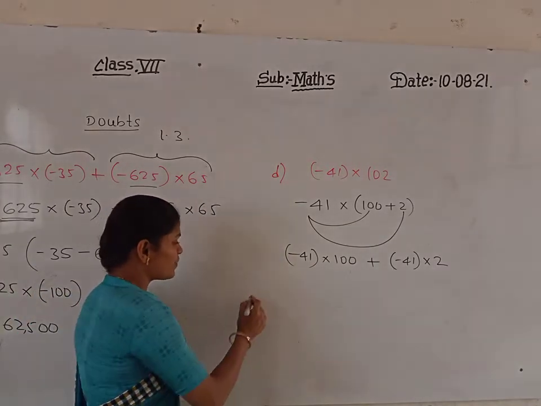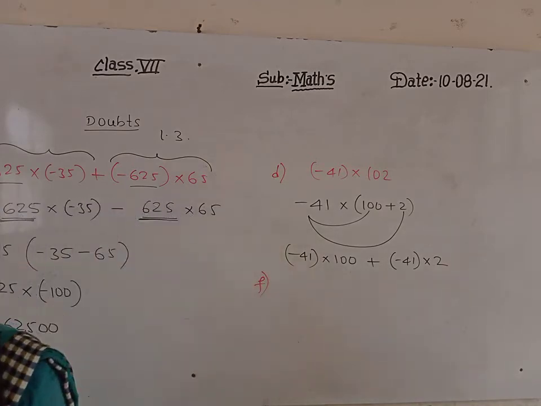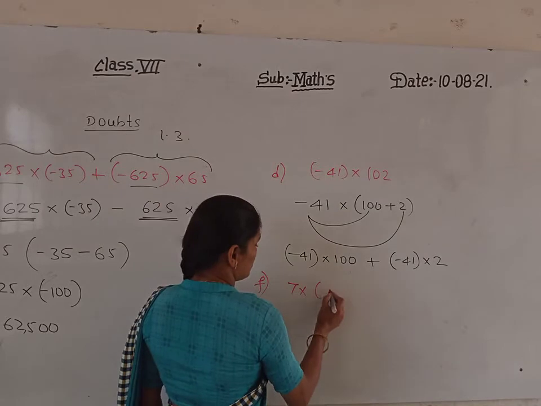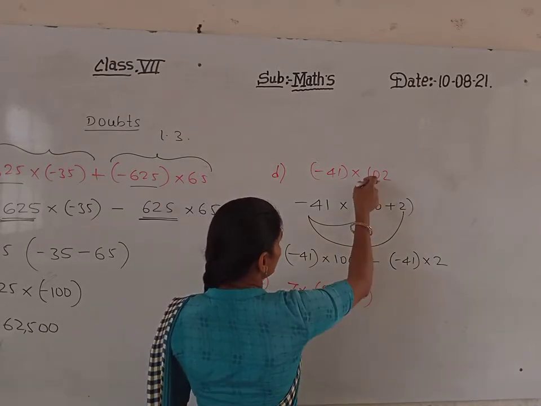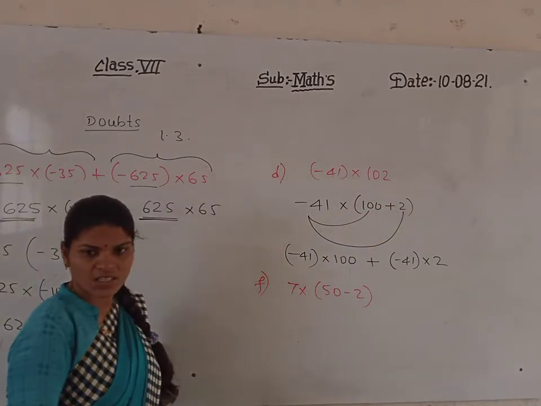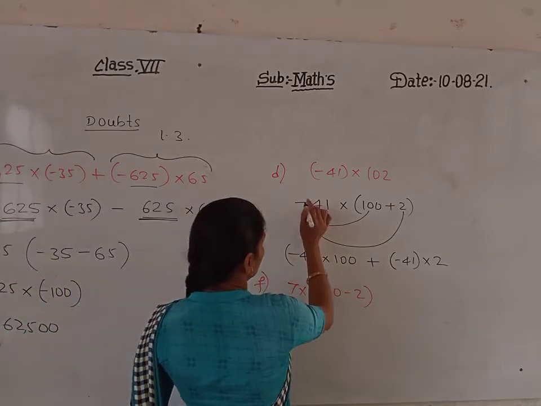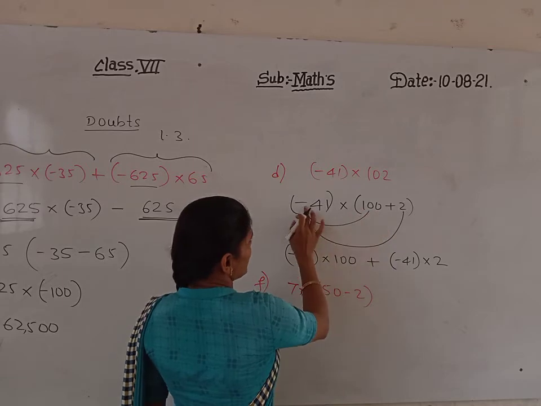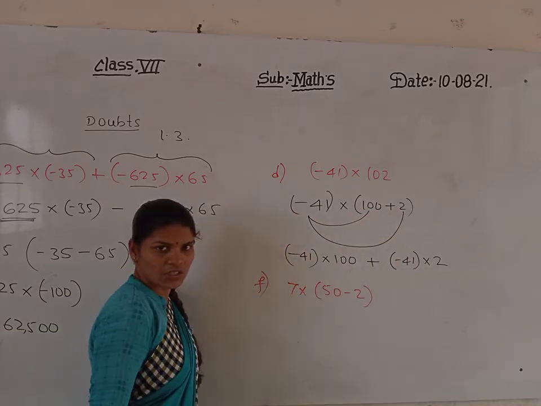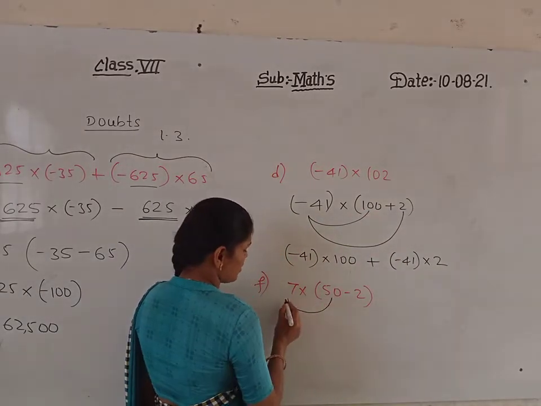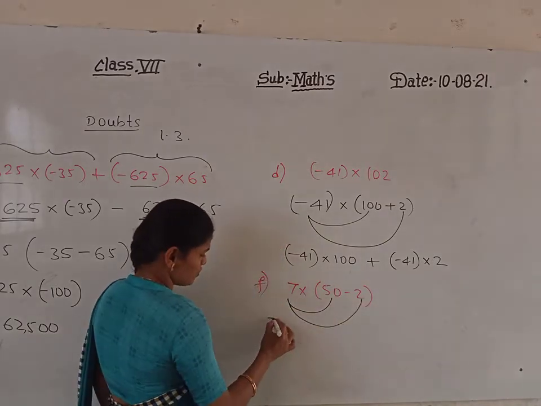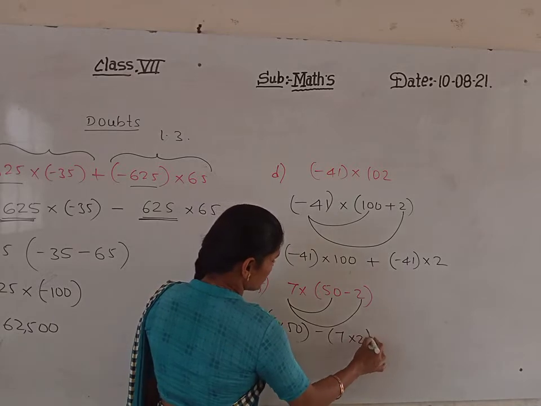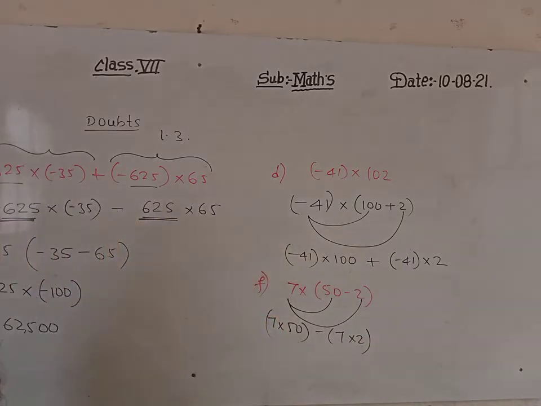Okay, what about F1 here? 7 into 50 minus 2. Already it is in the second step. So how we solved minus 41 into 100 plus 2? Minus 41 into 100 plus minus 41 into 2. The same way here also: 7 into 50 minus 7 into 2. If you solve, you will get the answer.